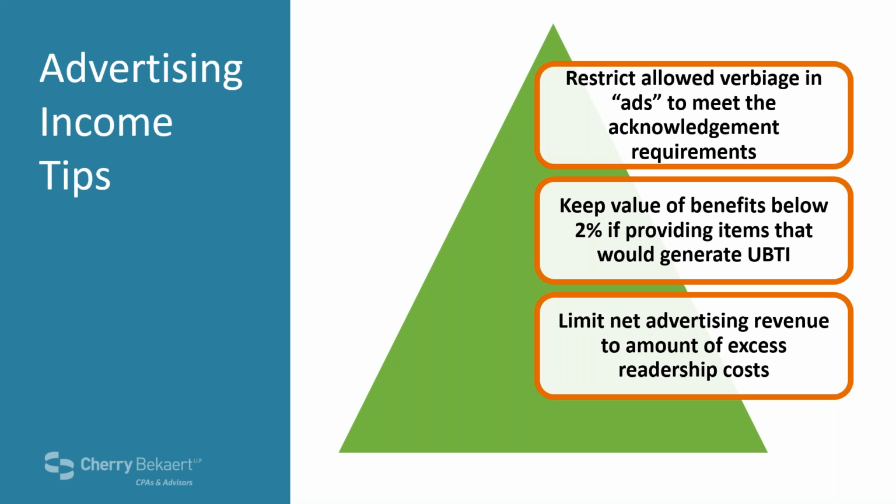Or if you have a periodical that is kind of expensive with respect to the income that comes from it, and you want to sell advertising to try to help defray some of those costs, you could try to limit your net advertising revenue to the amount of excess readership costs that you would be able to use to offset it, so that you wouldn't have taxable income.